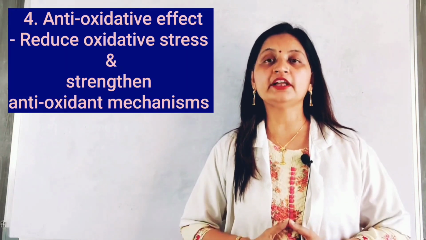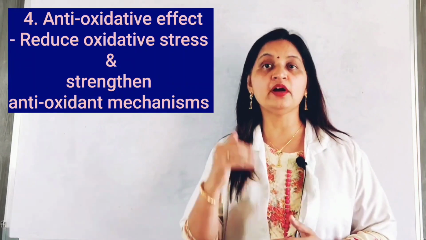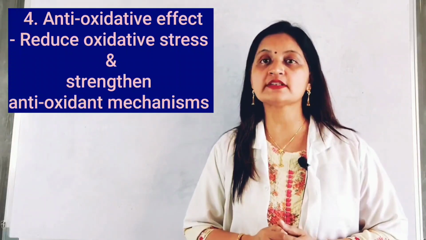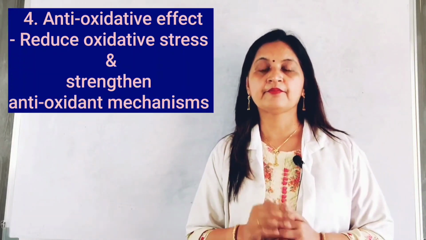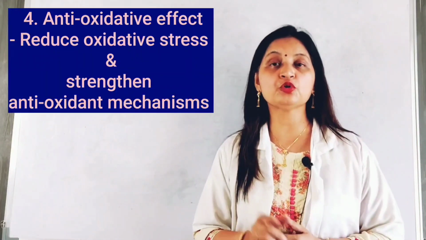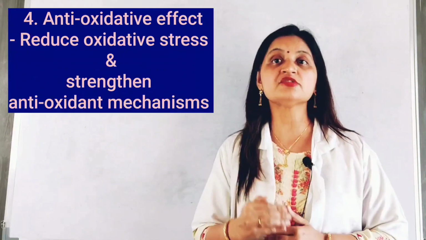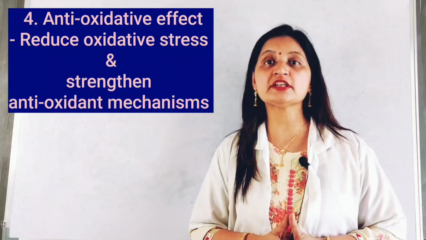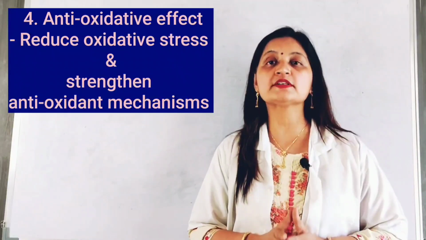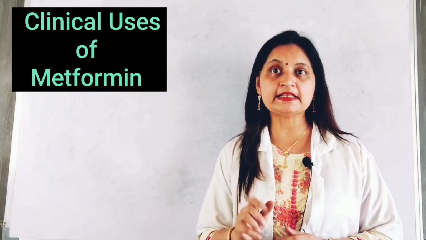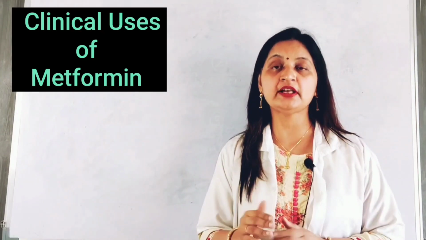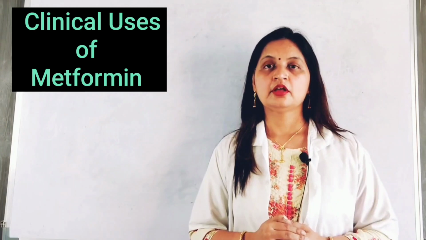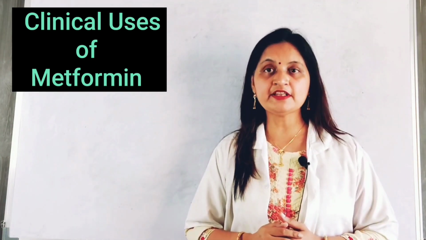The antioxidant effect of metformin is due to a reduction in oxidative stress and strengthening the antioxidant defense mechanisms. Chronic hyperglycemia is known to induce oxidative stress, increases the generation of free radical formation, and the reactive oxygen species cause injury or apoptosis of the pancreatic beta cells, causing secretory dysfunction and leading to the development of diabetes mellitus. So these are the multiple benefits of metformin.